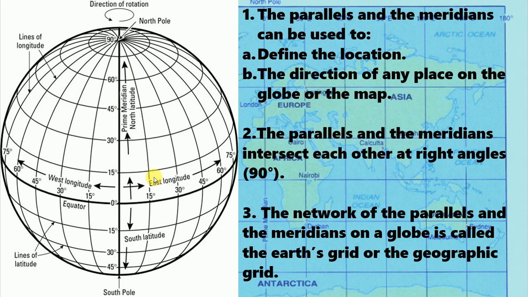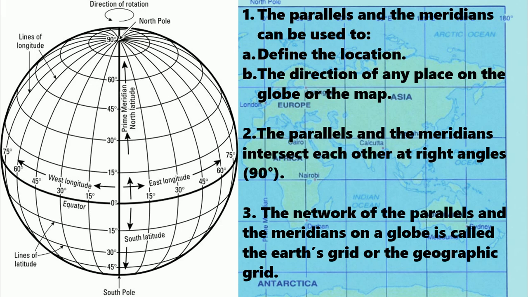Without putting these two lines together, we can never find the exact location of any place. As you can see in this picture, there is a network of lines of latitude and longitude, and they are intersecting each other. This is called a grid. A network of lines intersecting each other is called a grid.